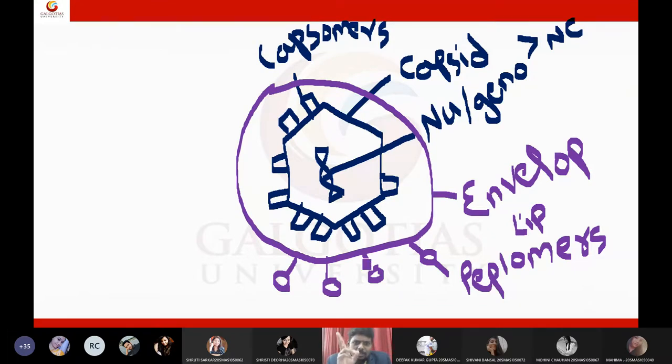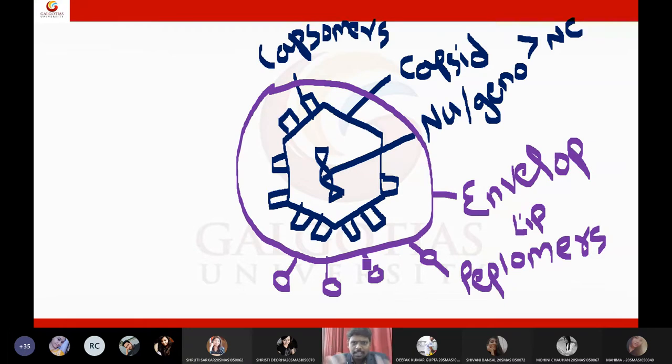We have two types of viruses, right? Enveloped viruses and non-enveloped viruses. Enveloped viruses will attach to the cell surface via peplomers, whereas non-enveloped viruses will attach to the cell surface via capsomers. Is it clear, students? Yes, sir. So the morphology looks very simple and easy.